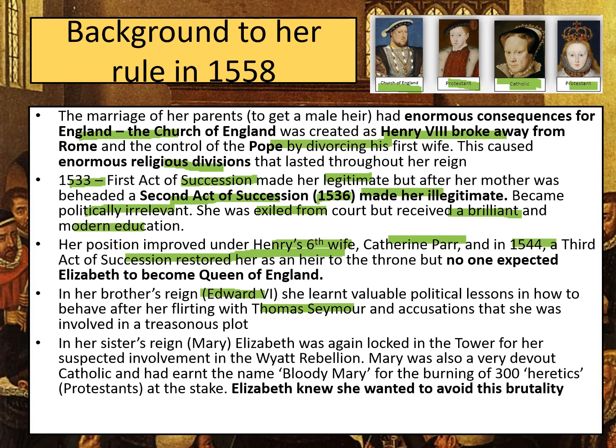And there is an element of Mary blaming Elizabeth for that. So during Mary's reign, Elizabeth was locked in the Tower of London for her suspected involvement in something called the Rebellion. That was a rebellion that happened when the English people weren't very happy about Mary marrying the Spanish king, Philip. Mary was also a very devout Catholic who never really trusted the Protestant Elizabeth, and Elizabeth knew that when she became queen, she wanted to avoid that kind of brutality. So that might have actually influenced her middle way when it came to religion.